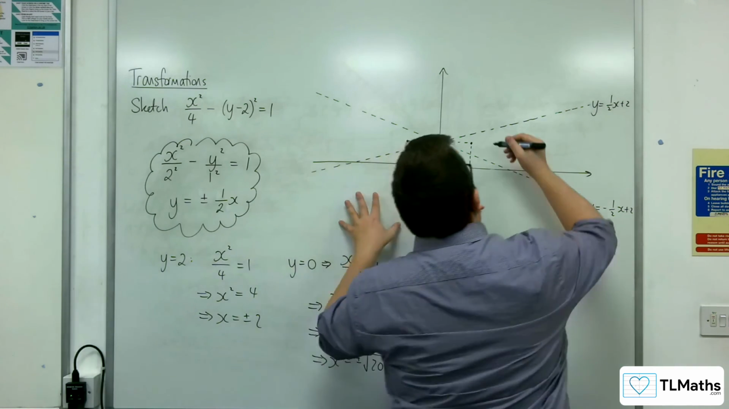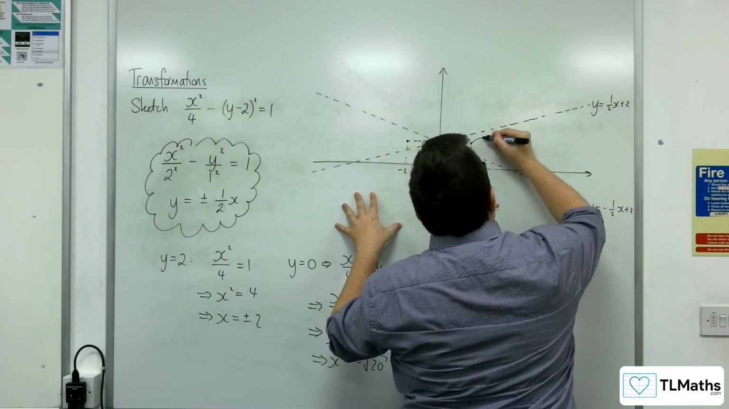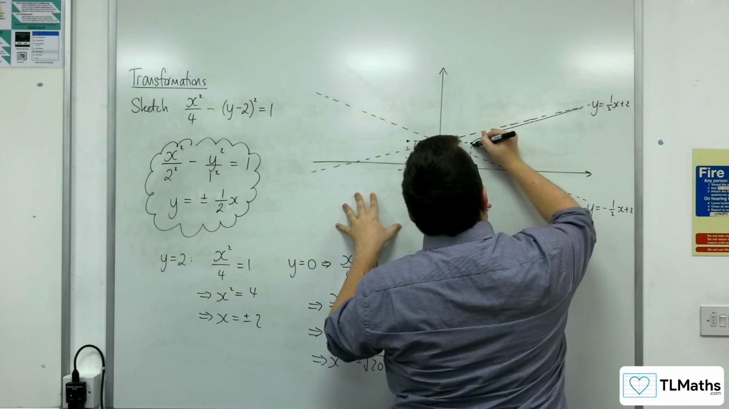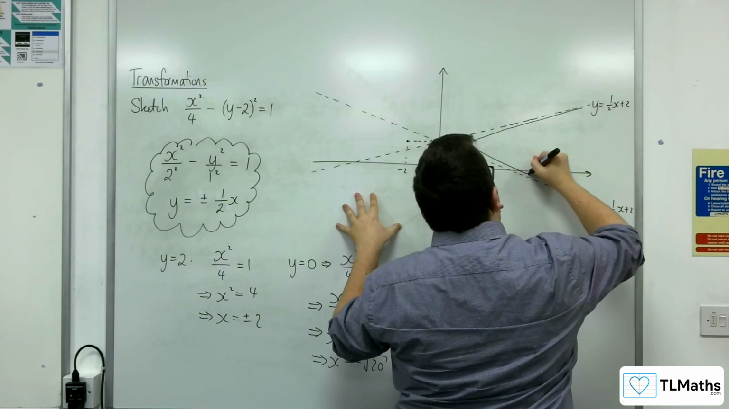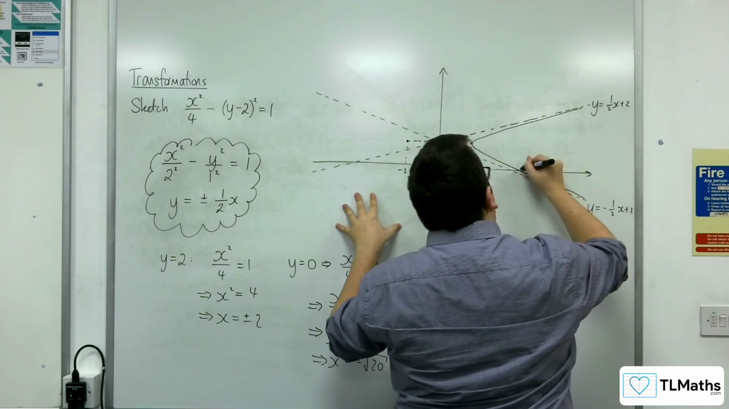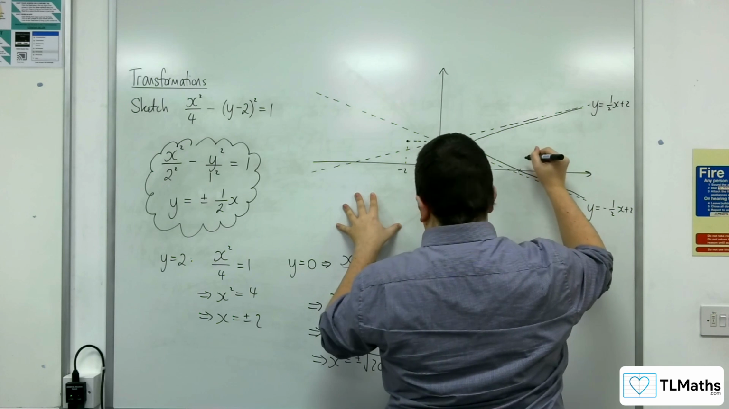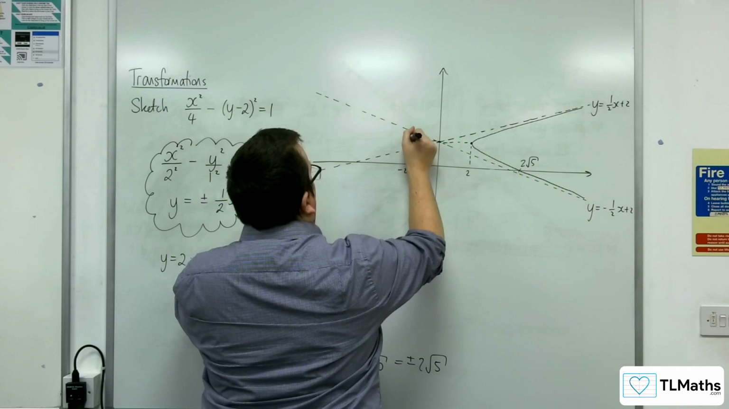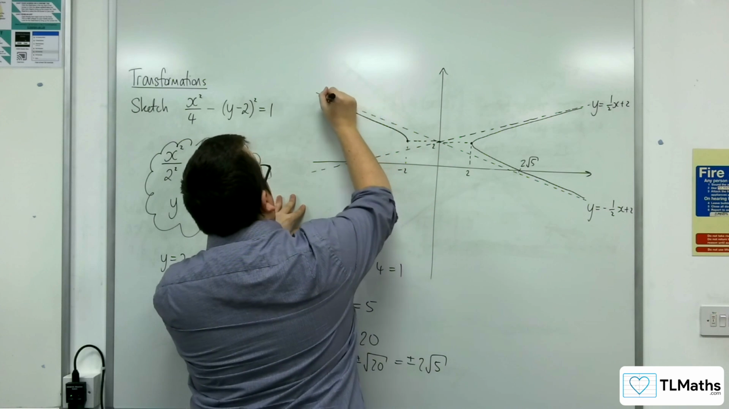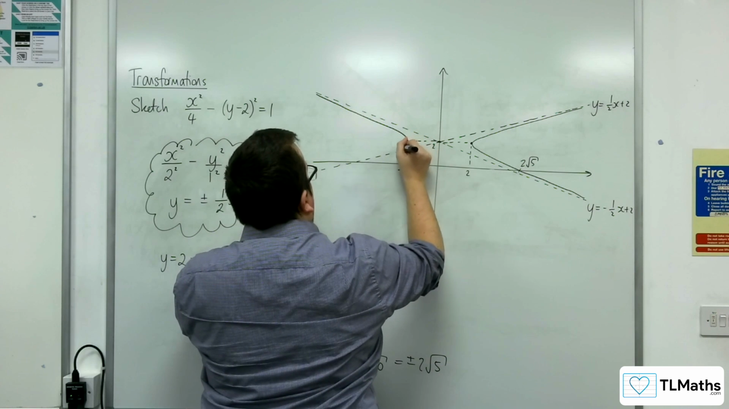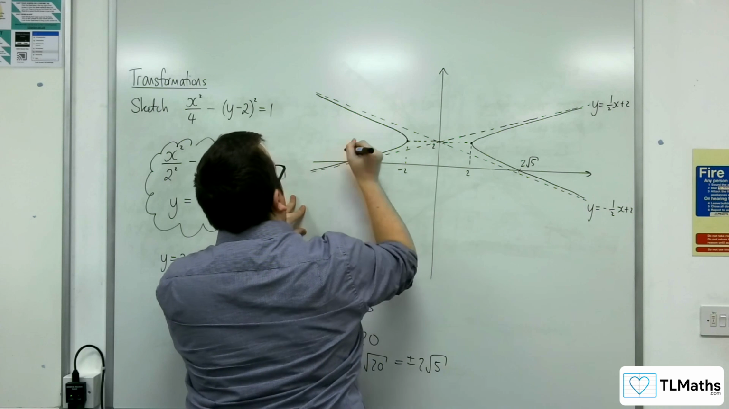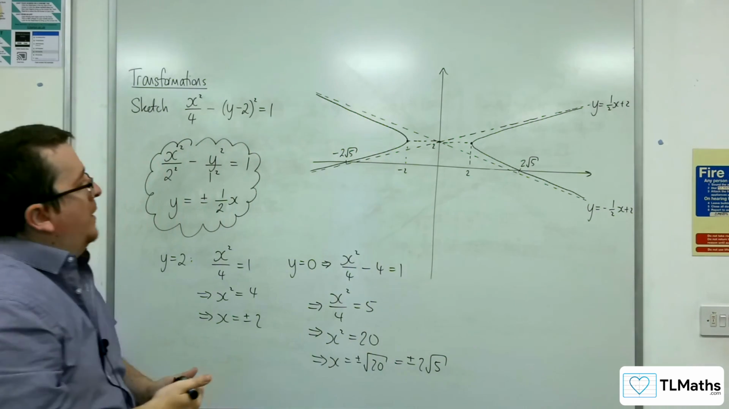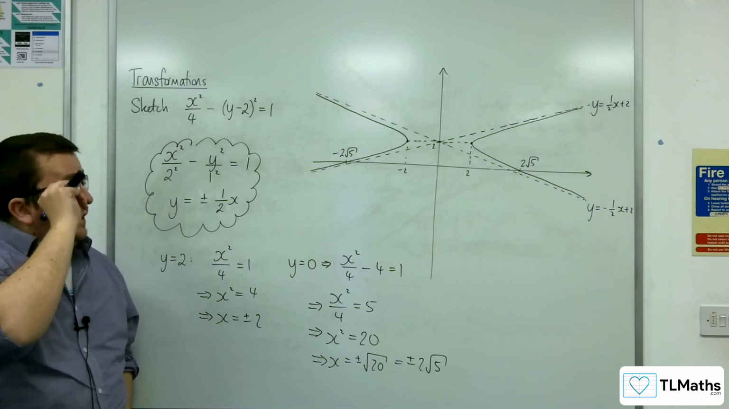So the curve does something like that, comes around. So that's 2 root 5, and that's minus 2 root 5. Okay, and so that is what the curve will look like.